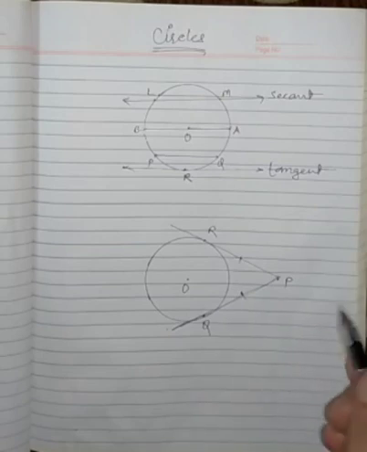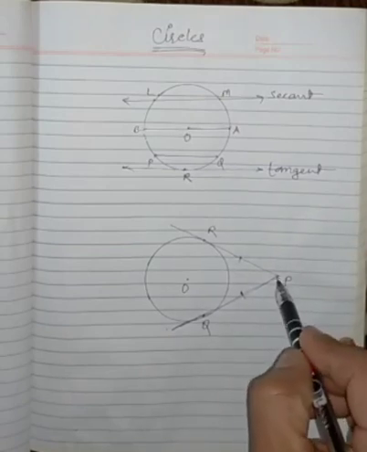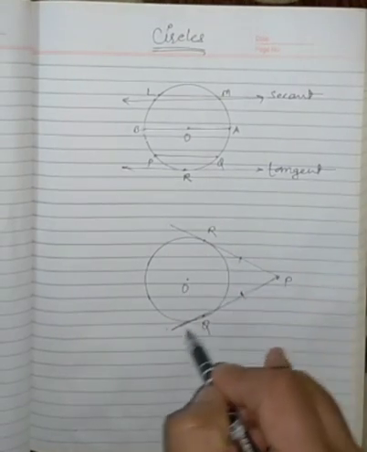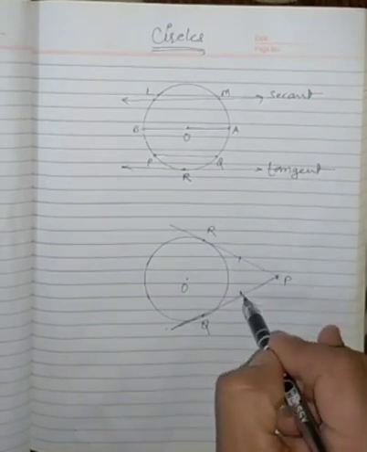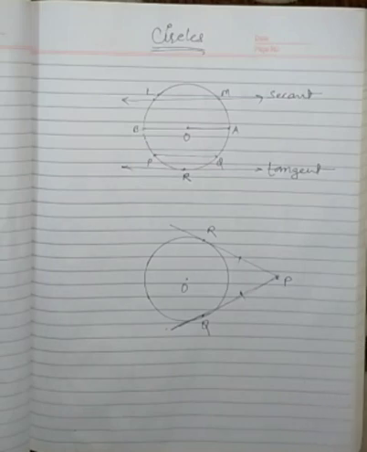Okay. From an external point, at the most we can draw only two tangents, and both the tangents drawn from the external point will be equal in length. So these two theorems we will prove one by one. So let's start with theorem 10.1.